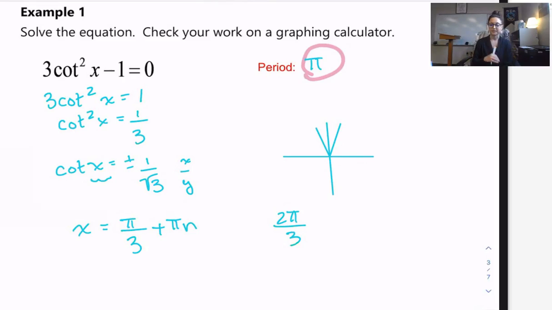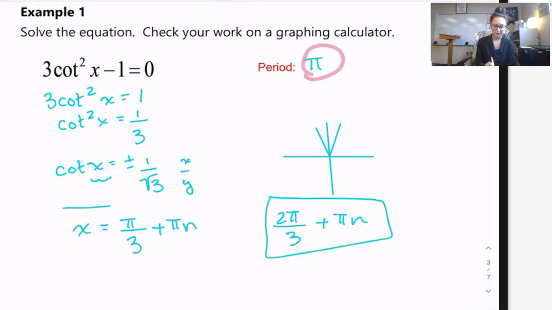And I can also capture the negatives that way as well, because an integer can be negative, and I'm going to do the same thing here. Okay, so that's what we call the general solution.